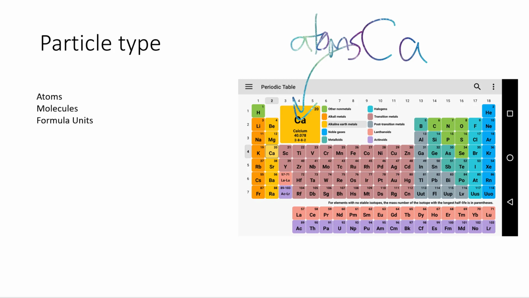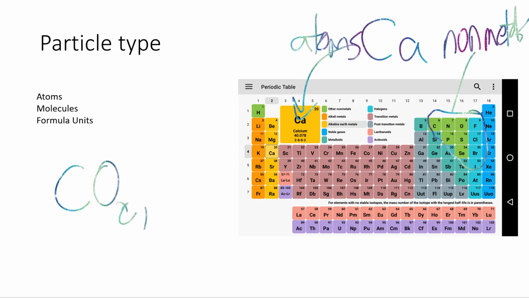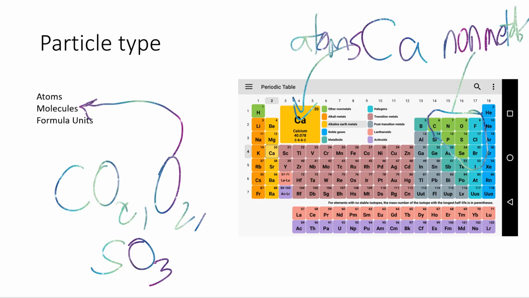If the particle that you have has these atoms in it, right? These are the nonmetals. If they're all nonmetals, then it would be a molecule. So for example, carbon dioxide, or oxygen, or sulfur trioxide. See how each one of the atoms in each of these particles, they're all nonmetals? Well, then they'd be termed a molecule.